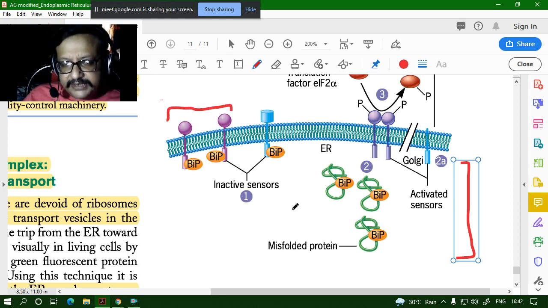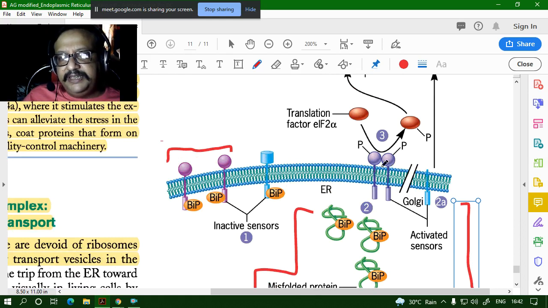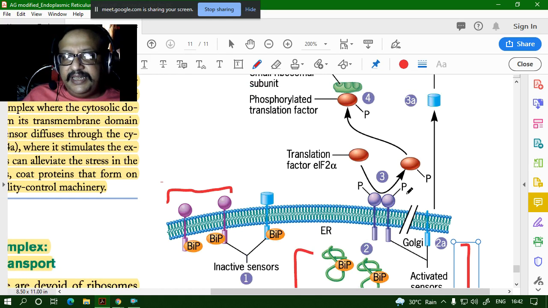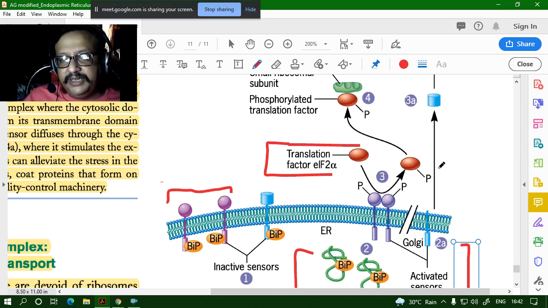When the protein starts misfolding, this BIP goes and binds to these misfolded proteins. As a result, the sensors become free and they come and bind with each other. Once they bind with each other, they become active, and immediately they phosphorylate a translation factor. During translation, there is a factor known as eukaryotic initiation factor 2 alpha. The sensor phosphorylates this protein, that is, it attaches a phosphate group.